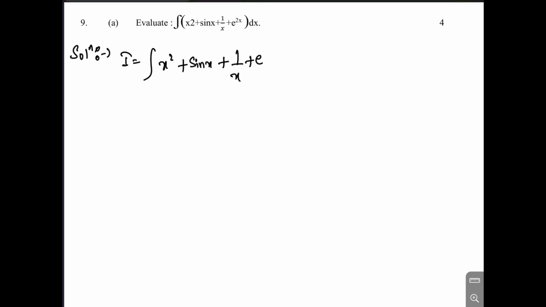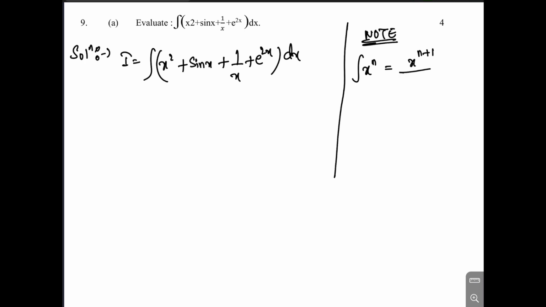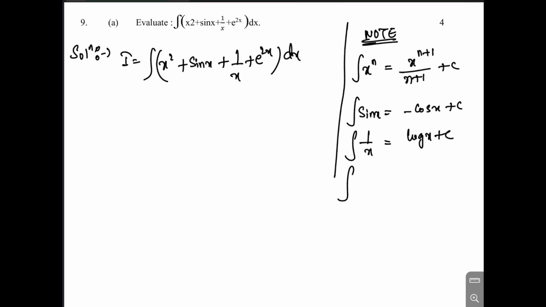Next problem, integrate. Solution: I equals the integration of (x square plus sin x plus 1 by x plus e raised to 2x) dx. Note: integration of x raised to n equals x raised to n plus 1 divided by n plus 1. Integration of sin x equals minus cos x plus c. Integration of 1 by x equals log x plus c, as well as integration of e raised to ax equals e raised to ax divided by a plus c. So by using these formulas we can calculate the problem here.